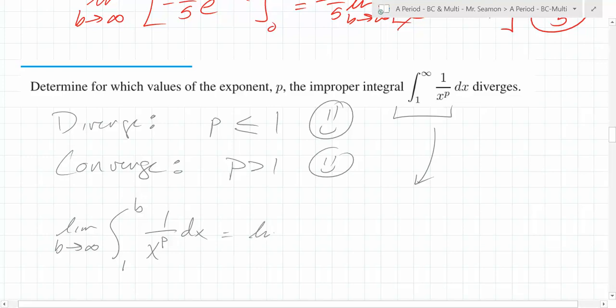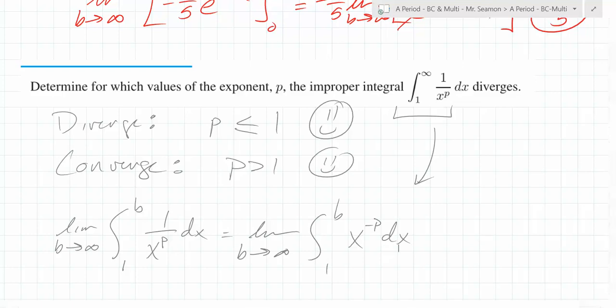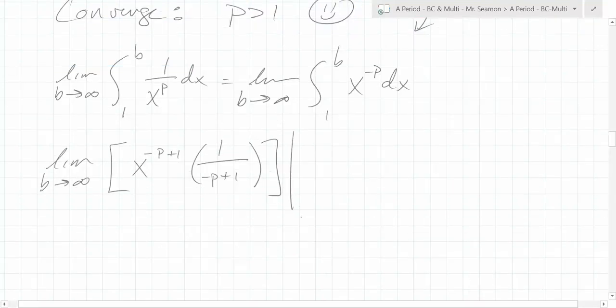Well, I'll rewrite it for you. That's the same thing as the limit as b goes to infinity of the integral from 1 to b of x to the negative p dx. Are you with me so far? And what are we evaluating this from and to? 1 to b. Okay, and what is b doing? B is going huge, right? It's going big. Okay, so now we get to do a visual analysis here. So what do we end up with? The limit as b goes to infinity of b to the negative p plus 1 times 1 over negative p plus 1, minus what?